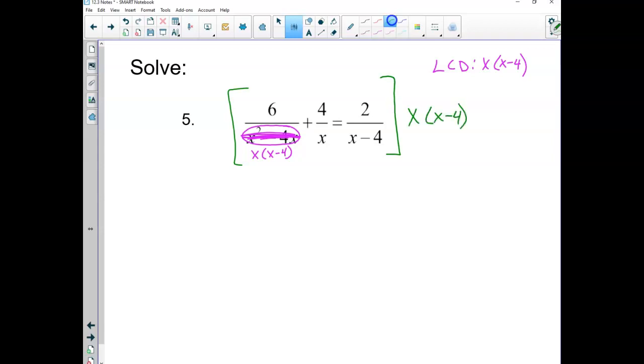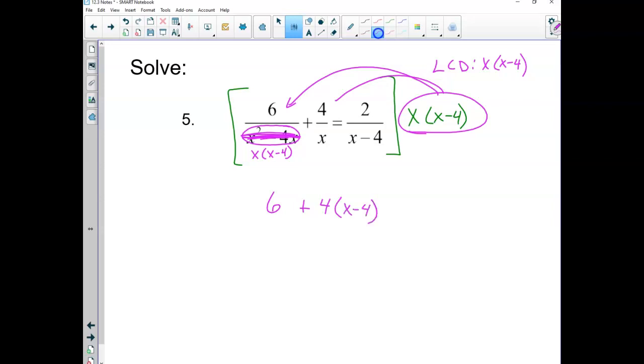Notice I'm not multiplying by x squared minus 4x because I want to picture this when I'm multiplying it over the top. I can see the x's are going to cancel, the x minus 4 is going to cancel. I'm just going to be left with a 6 plus. When I multiply the next one, that's 4 times x minus 4. I can see my x's are going to reduce, and I'm going to be left with 4 times x minus 4. And when I distribute it to this last one, it's 2 times x minus 4. And I can see this x minus 4 is going to cancel. I'm just going to be left with a 2x on top, okay?